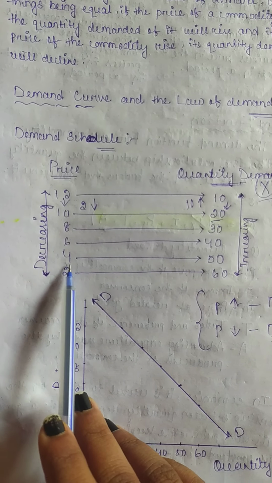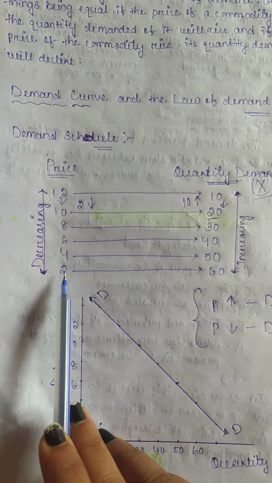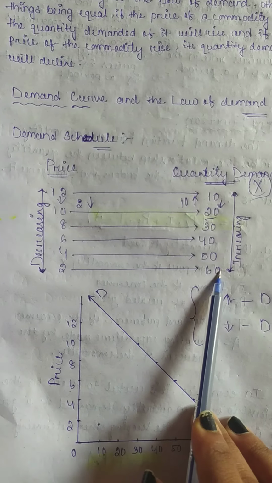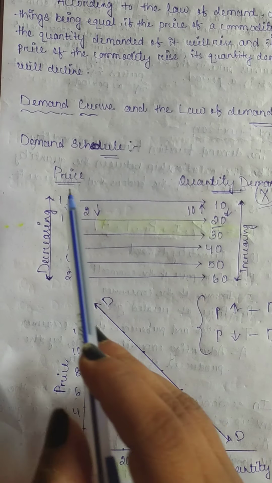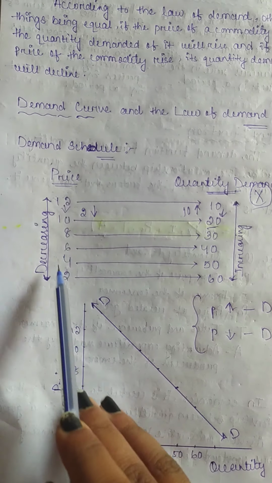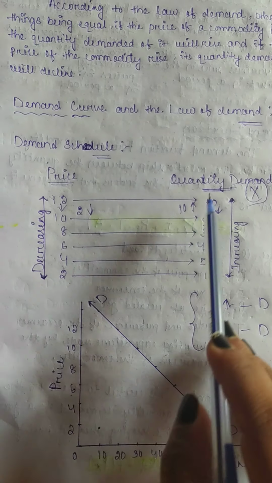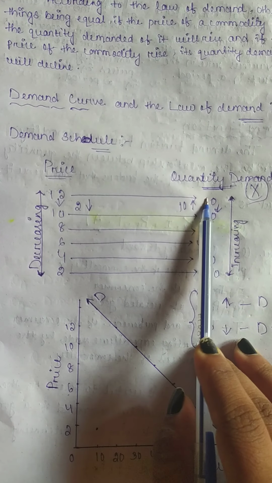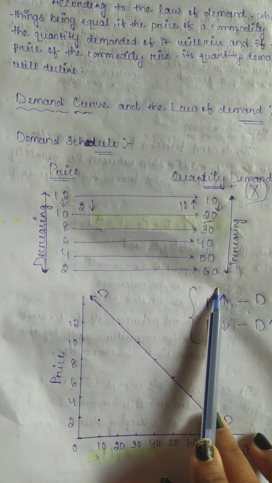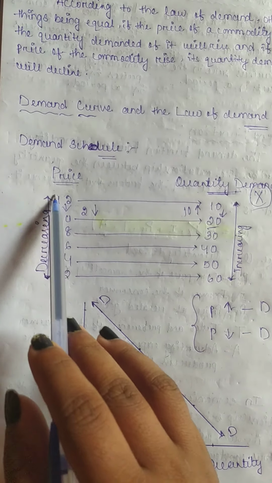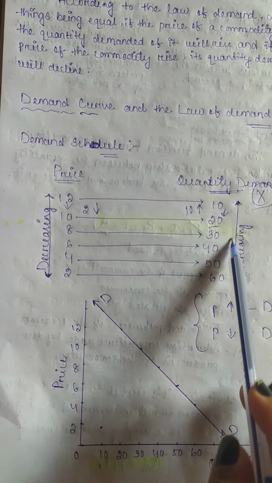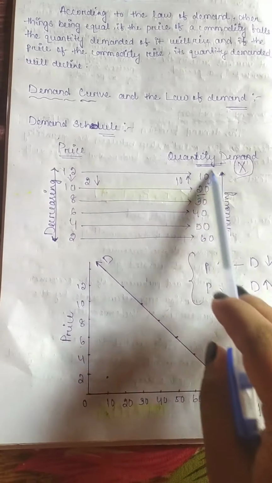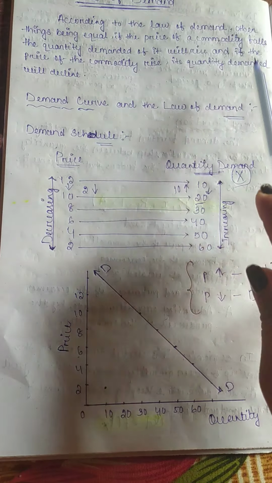Similarly, when the price decreases from 4 rupees to 2 rupees, quantity demanded increases from 50 to 60 units. Or we can say that when the price decreases from 12 rupees to 2 rupees, quantity demanded increases from 10 units to 60 units. Here we can say that when price decreases, quantity demanded increases. This demand schedule defines the statement of the law of demand.